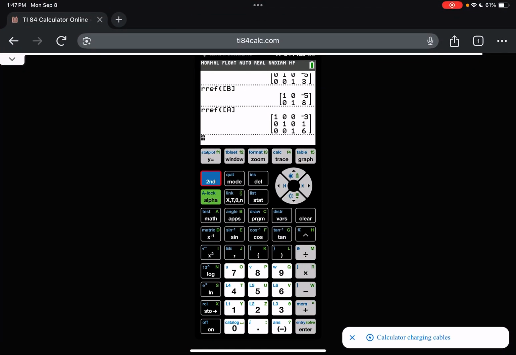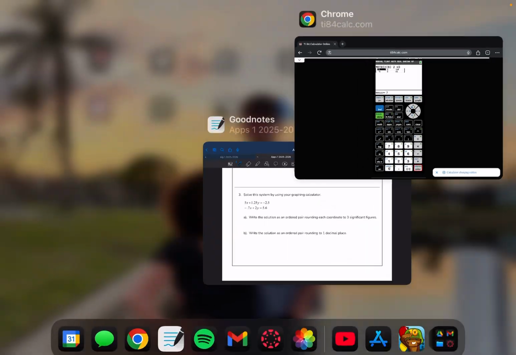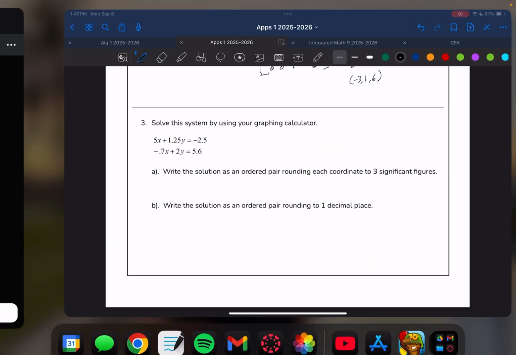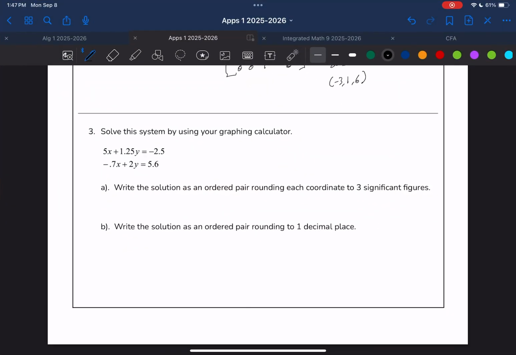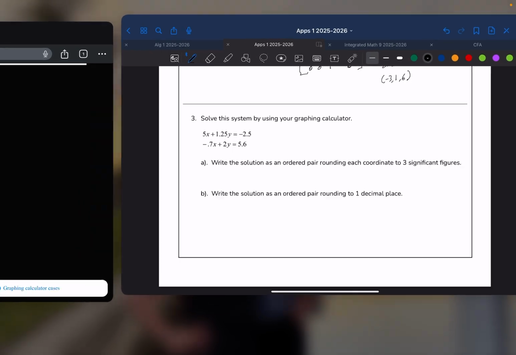We can go back to matrix, edit, go here this time, enter, enter. We got 5, 1.25, negative 2.5, 1.25, negative 2.5, negative 0.7, 2, and 5.6.